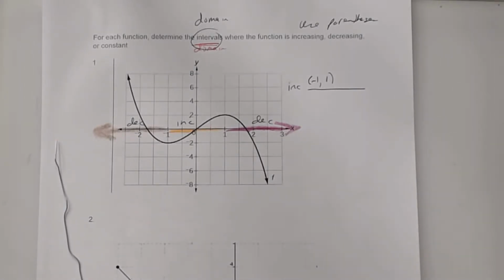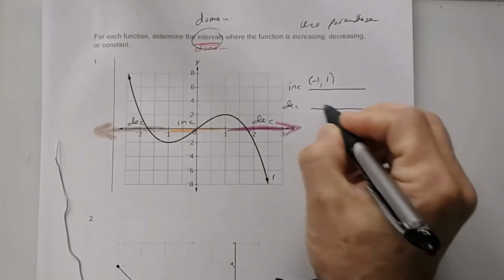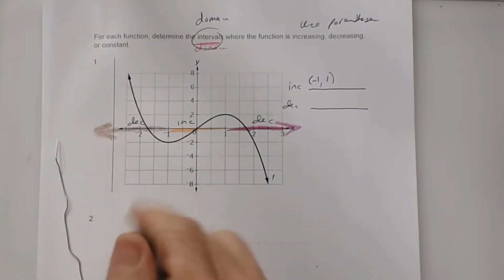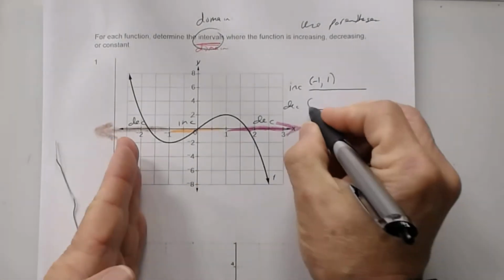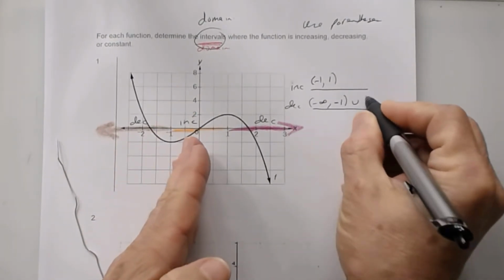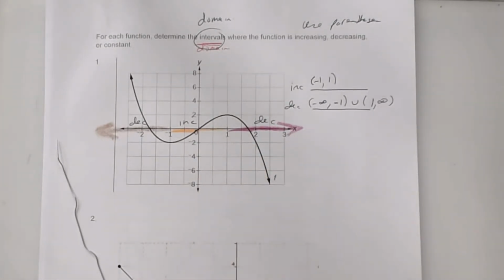All right, and then decreasing, how many intervals are there? There are 2. So you're going to write it like this. Now notice the arrow, right? So you're going to say from where? Very good. Negative infinity to -1, union, and then from where? 1 to infinity. All right, so that's number 1. It is straightforward. If you use those colors, all of you should get this.